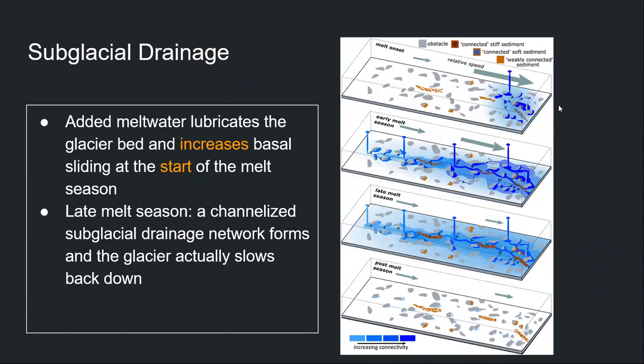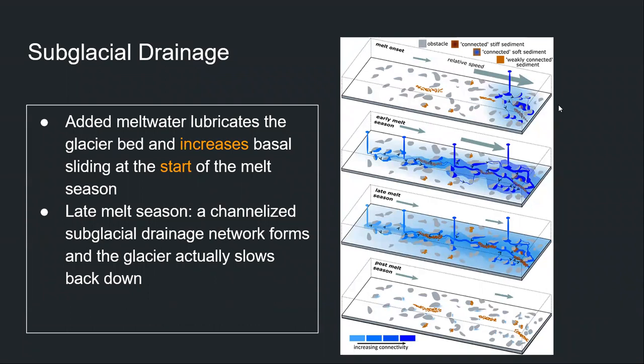At the end of the melt season, there is what we call a channelized subglacial drainage network that actually slows the glacier back down. So I'm going to try to explain that. I'm going to spend a bit of time on that. It's a very important concept. Let's say at the end of winter, the glacier is dry, meaning it's pretty cold, moving very slowly. There's no water because it's not melting yet.